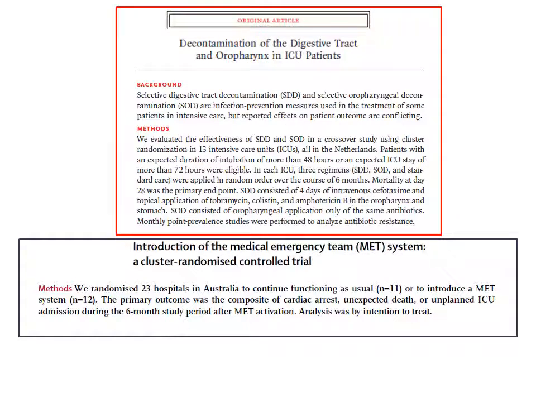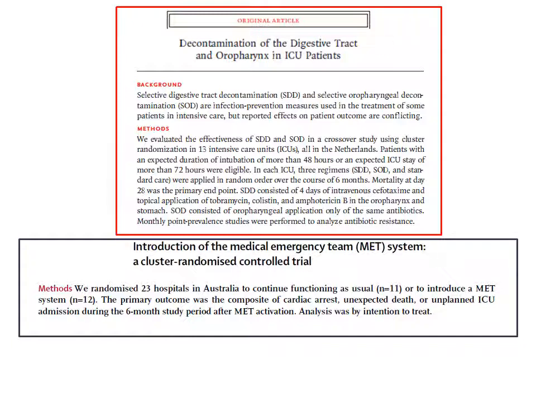Another type of randomization is called cluster randomization. And cluster randomization means that rather than randomizing individual patients, you randomize the whole unit for a particular intervention. And the reason for that is that giving the intervention to one patient has a potential to contaminate the next patient and could affect their exposure.